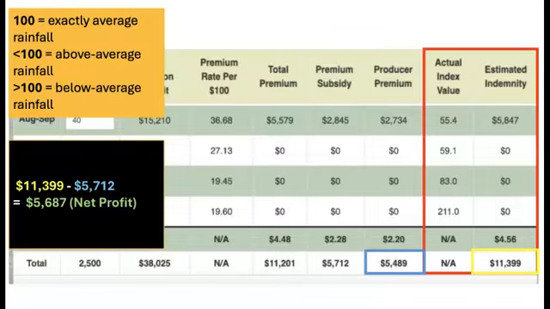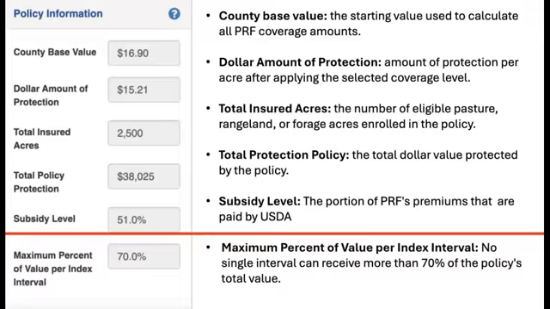Looking into the policy information box located at the left of the table we just reviewed, you will find all the information pertaining to your sample coverage plan. For the year we are sampling, 2024, no more than 70% of your policy can be allocated to an interval. This number can change depending on the year you are testing your strategy on. In general, the USDA PRF handbook specifies to check the minimum and maximum amounts allowed for allocation depending on the year.